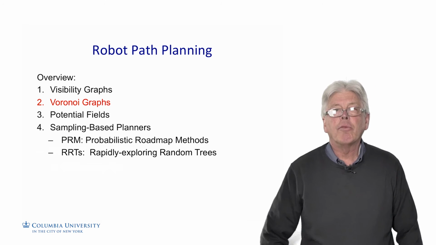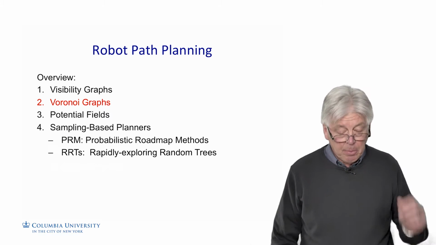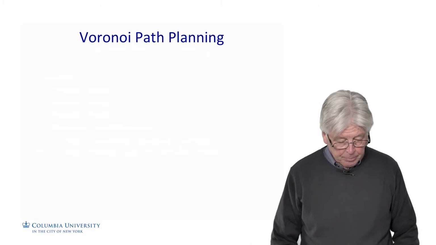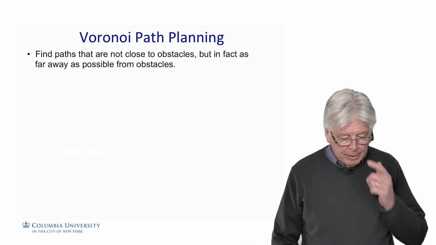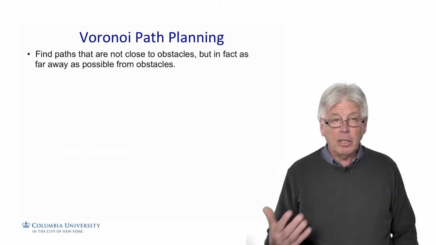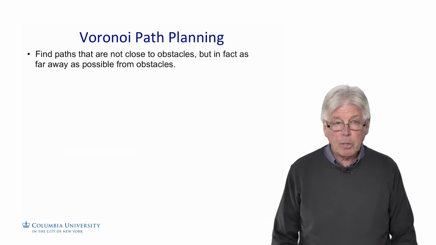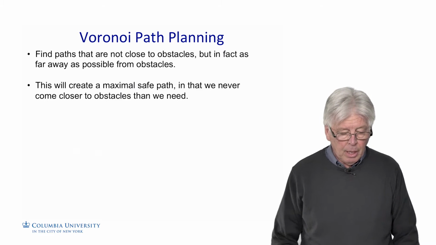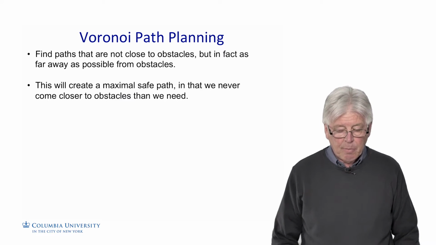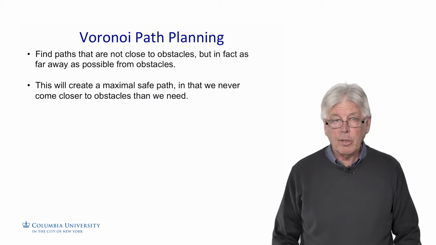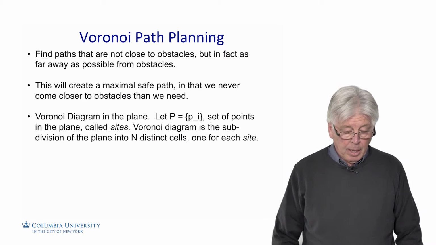So now let's talk about Voronoi graphs, which is another path planning method that we want to look at. Voronoi path planning tries to find paths that are not close to obstacles, as opposed to the V-graph, but in fact as far away as possible from obstacles. So you can think of this as a safer path planning method. It creates a maximal safe path in that we never come closer to obstacles than we need to.